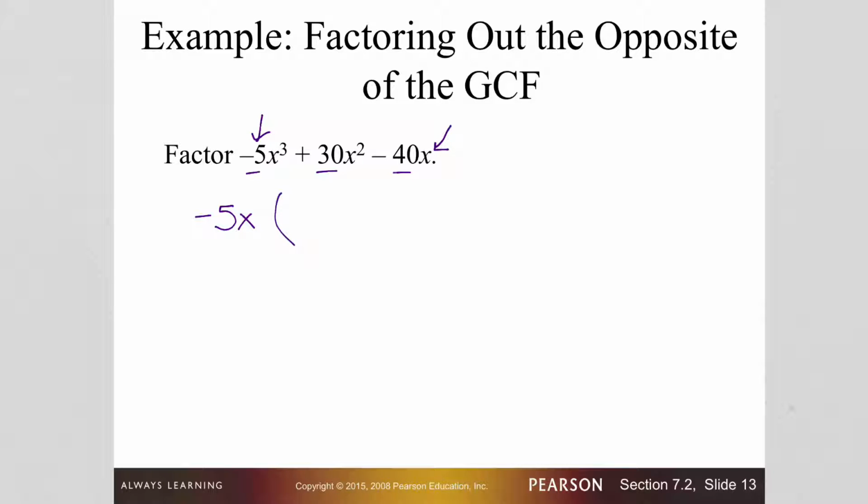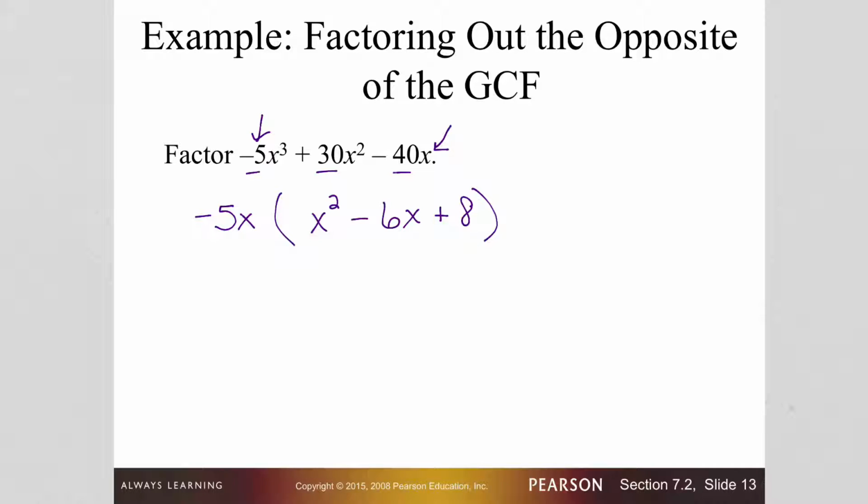So what times negative 5x would give you negative 5x cubed? x squared. What times negative 5x would give you a positive 30x squared? That is a negative 6x. Remember, because a negative times a negative is a positive. What times negative 5x would give you a negative 40x? And that is a plus 8.